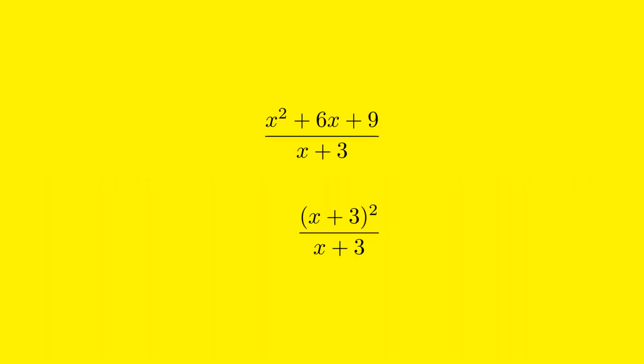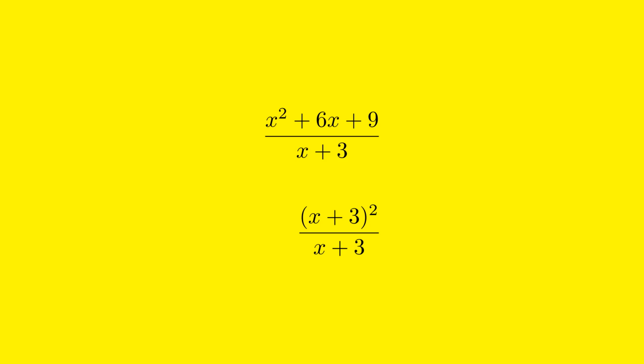First, we start by simplifying the numerator x squared plus 6x plus 9. Notice that this is a quadratic expression that can be factored. The given expression represents a perfect square trinomial. To factor x squared plus 6x plus 9, look for two binomials that multiply to form this trinomial. In this case, x squared plus 6x plus 9 can be rewritten as (x plus 3) squared.